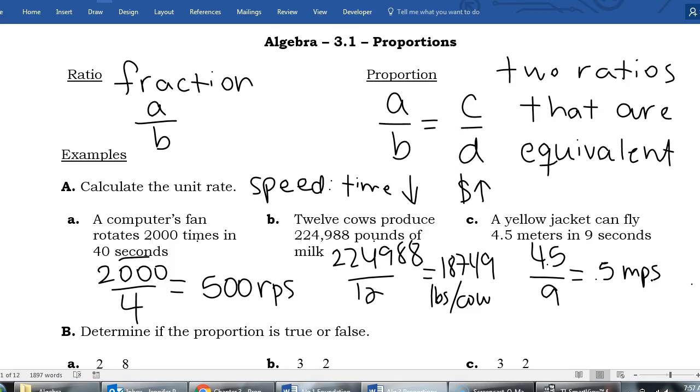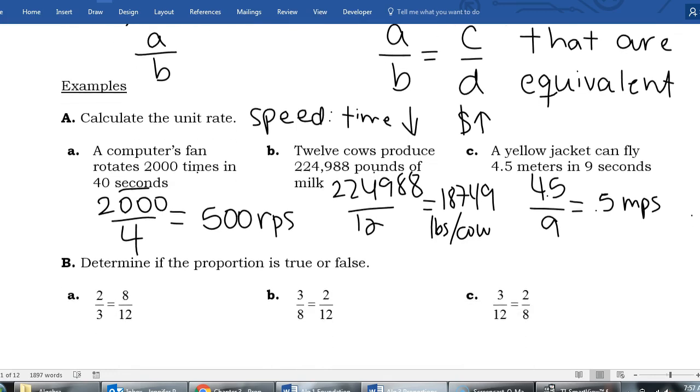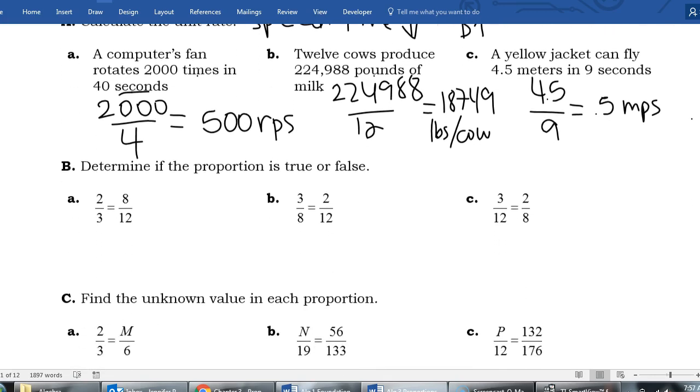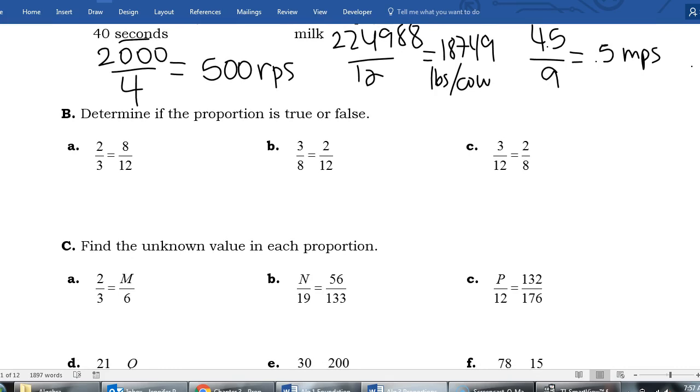Letter B, determine if the proportion is true or false. So I have a fraction or a ratio equal to a second fraction or ratio, and to determine if they're true or false, I like to use a method called cross products. So if I multiply down the diagonals and those answers are the same, then it's true, and if those answers are different, then it's false.